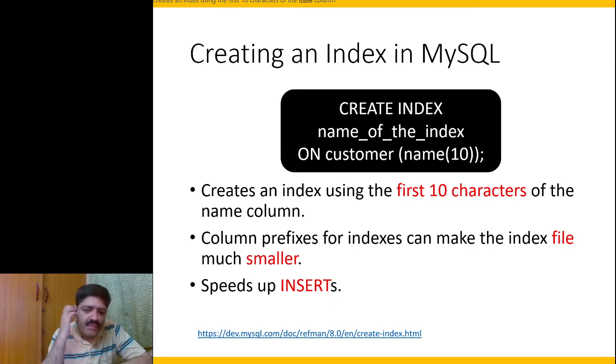So the column prefixes for indexes can make the index file much smaller, and that's one reason why I just chose to take the first 10 characters. In this case, this is just an example. I'm not saying that we always take the first 10 characters of name while creating an index, but I'm just showing you an example of how an index might look like.